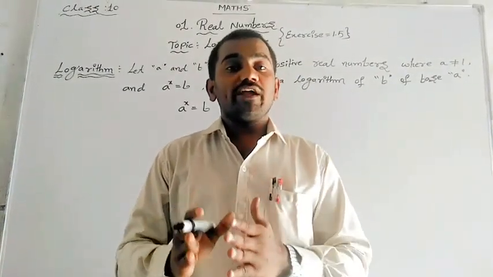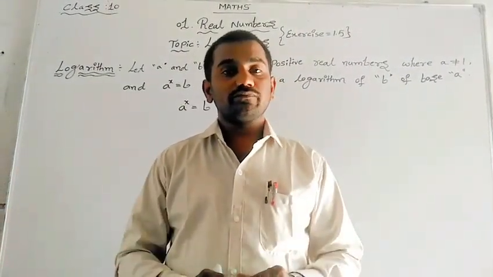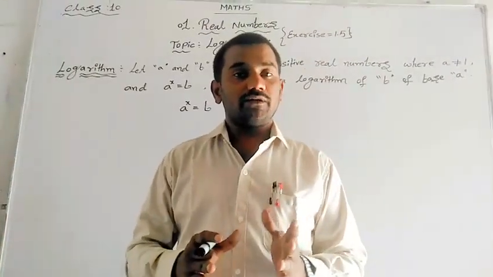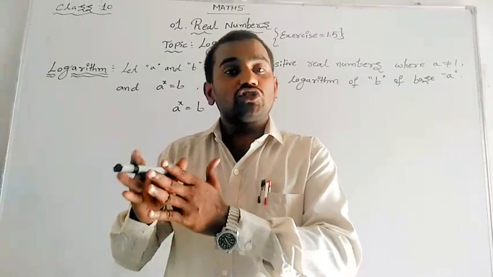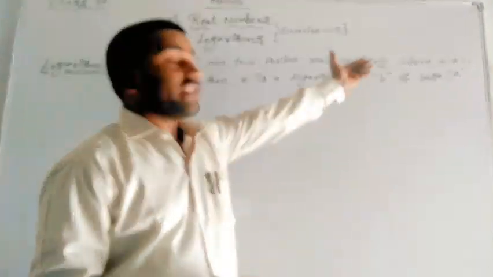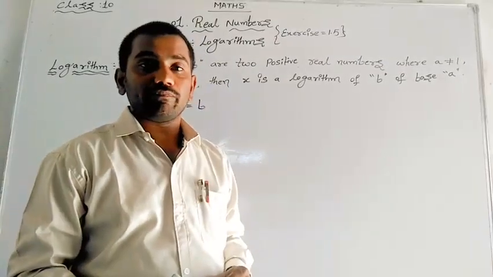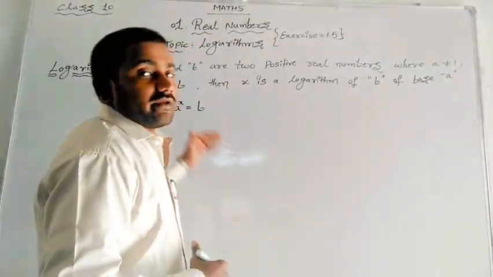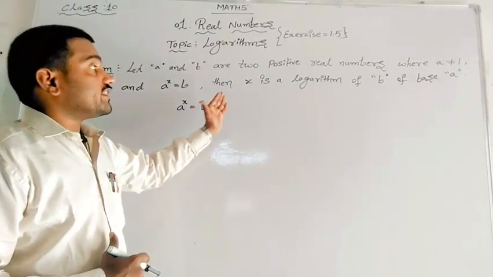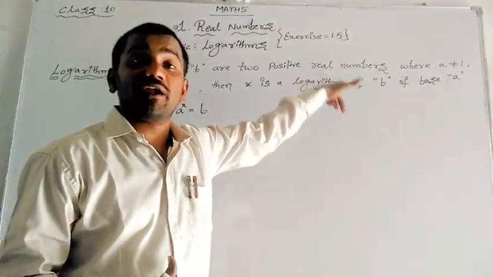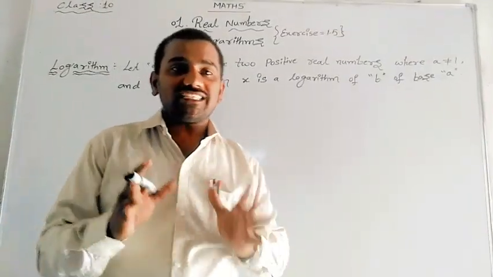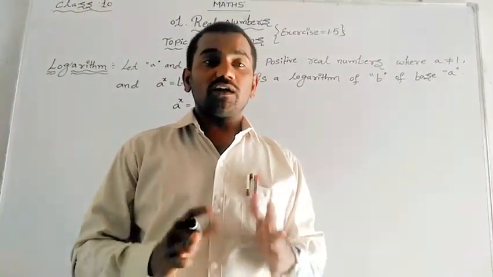If a and b are two positive real numbers, not negative real numbers here, and a is not equal to 1, and if a to the power of x equals b, then x is the logarithm of b to the base a. I hope you didn't understand anything. Let me explain what this is.